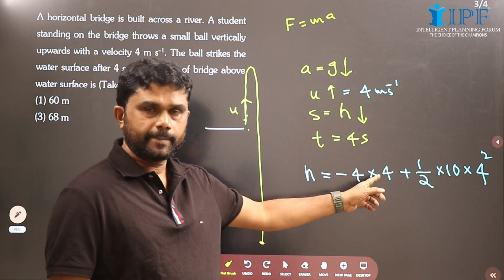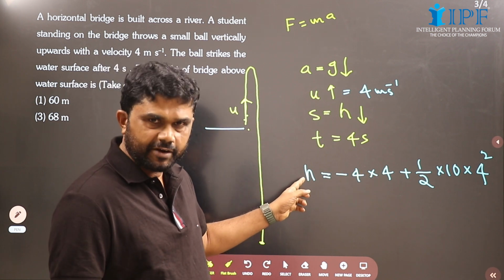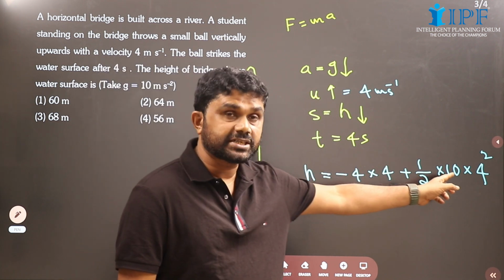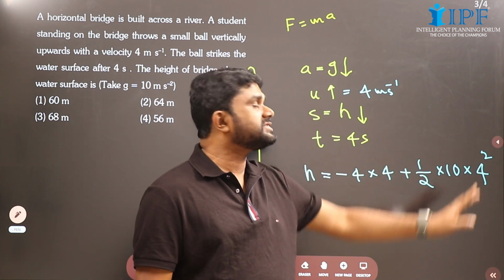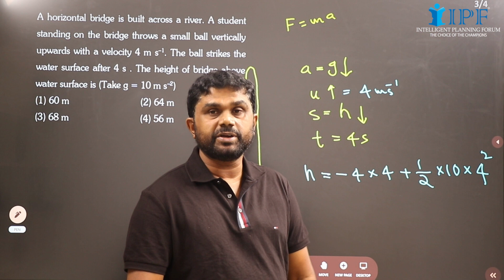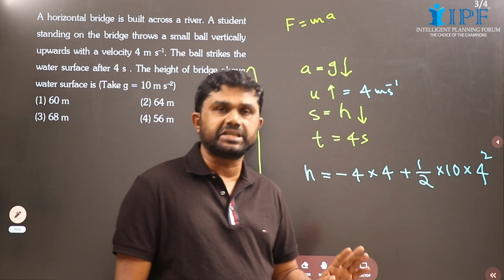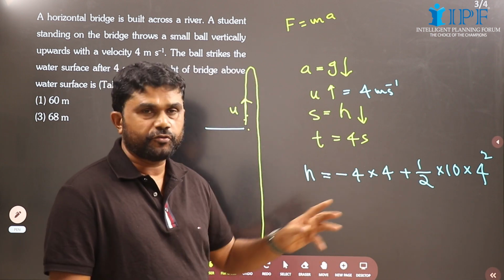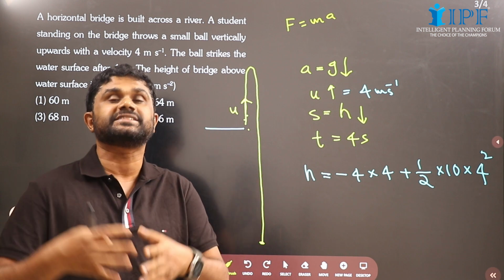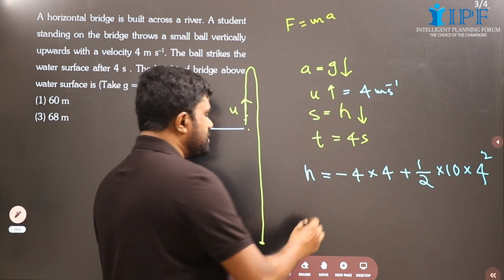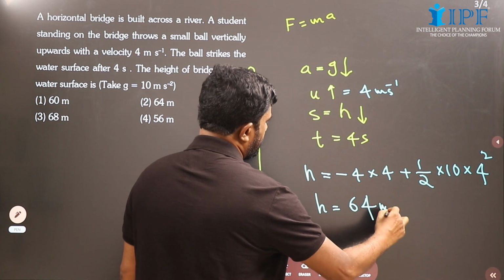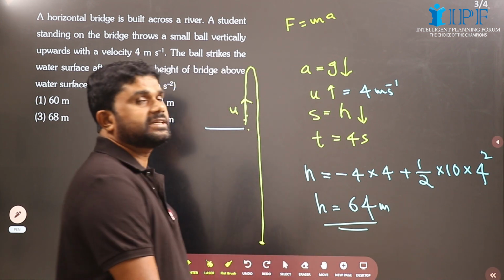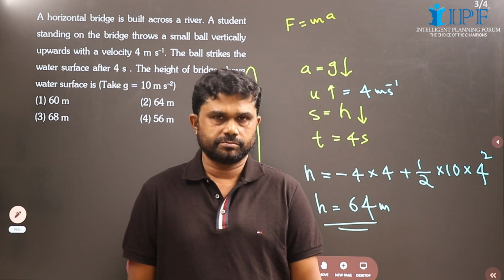So ut, the downward displacement I have taken positive, so downward acceleration due to gravity also should be positive. 4 squared is 16, into 10 will be 160, by 2 will be 80, and here it is 4 into 4, 16, so 80 minus 16, that is 64. So h equal to 64 meter. Okay, that is the height of the bridge.